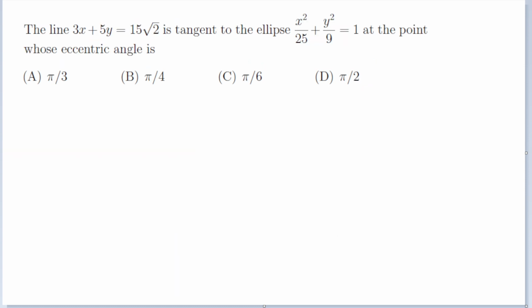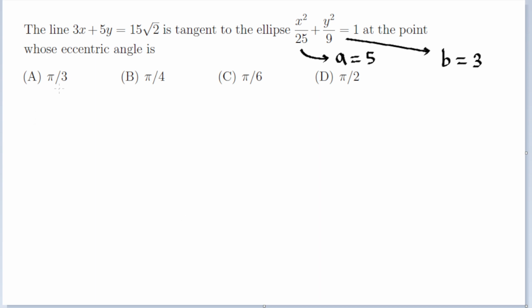So the question says that the line 3x plus 5y equal to 15 root 2 is a tangent to this given ellipse at the point whose eccentric angle is which of the following, right? So basically we have to find the eccentric angle of the point of contact. From the equation of the ellipse, it is clear that the value of A is 5 and value of B is 3, right?